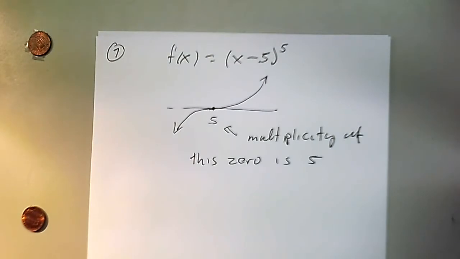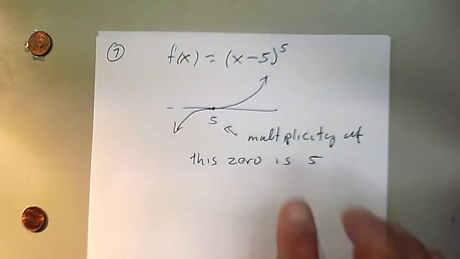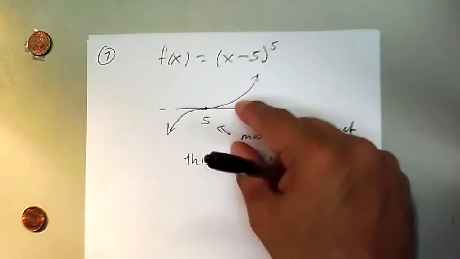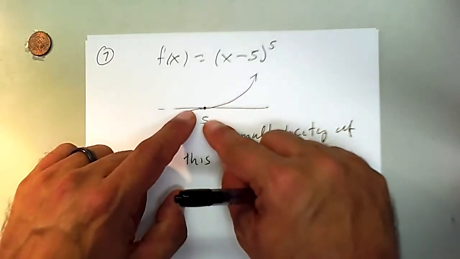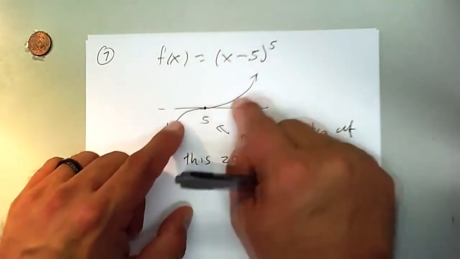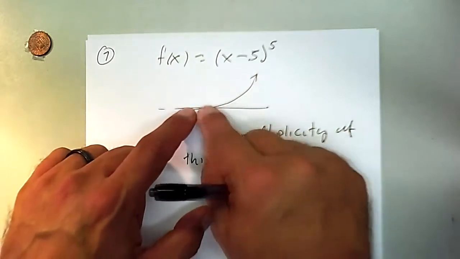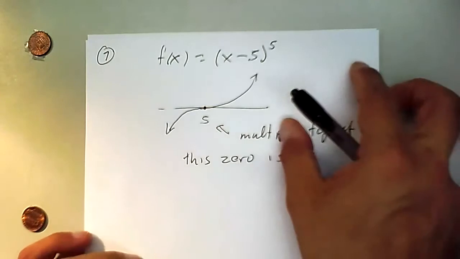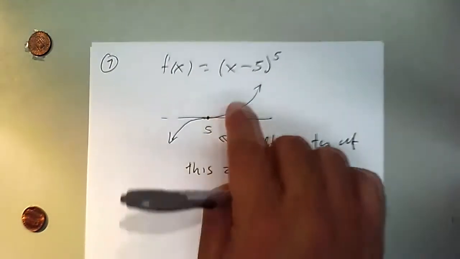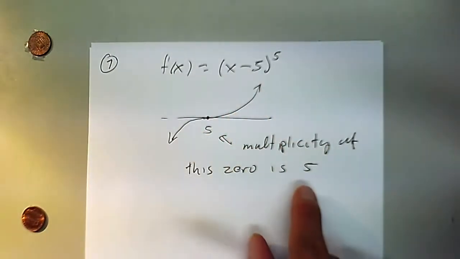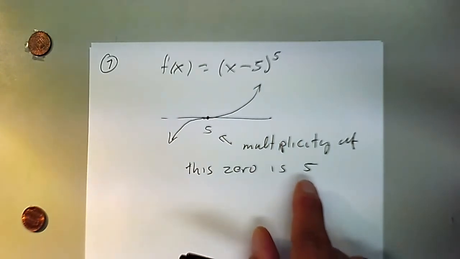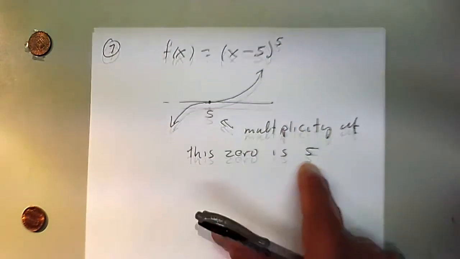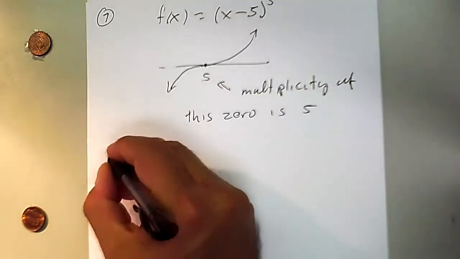Okay. And then if we have 7, we will have the same, even a little flatter towards the 5. And then 9, same thing, even more flat, and so forth. Okay, so we have one zero with a large multiplicity. Now, what if we have 2 zeros?